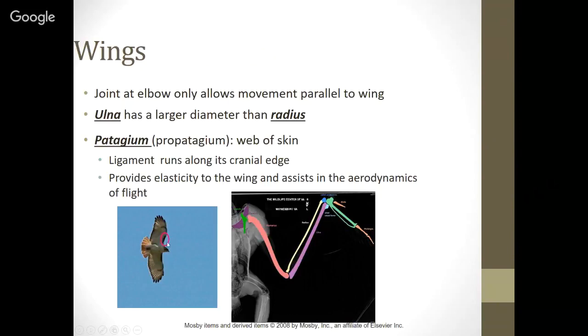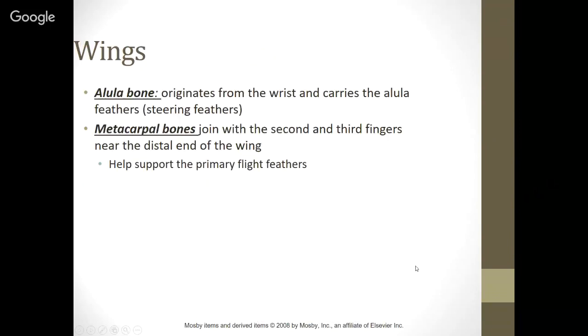There is something called a patagium or propatagium, which is the web of skin that lies between the shoulder and that first joint in the wing. So the patagium from here to here is that web of skin, and there's a ligament that runs at its cranial edge that provides elasticity to the wing and assists in aerodynamics. I've got it circled here, the patagium.